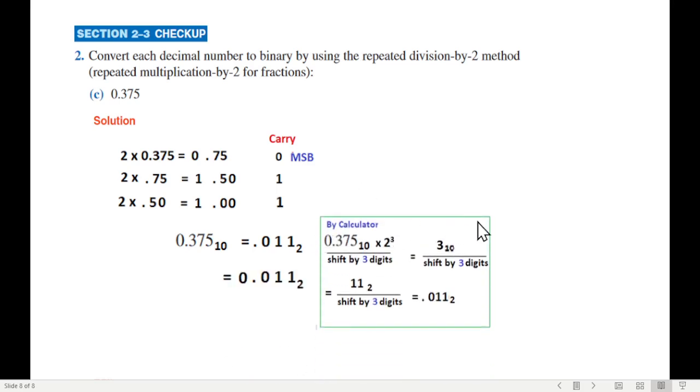Okay, here I have just written down what to do. 0.375 multiplying by 2 power 3. So when you multiply this, you will get 3. We have to shift by 3 digits. 3 converted into binary will be 11, and shifting by 3 digits we get this answer, which was the same that we got by the direct method.